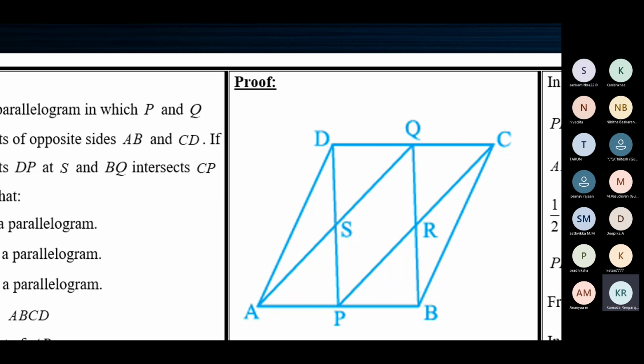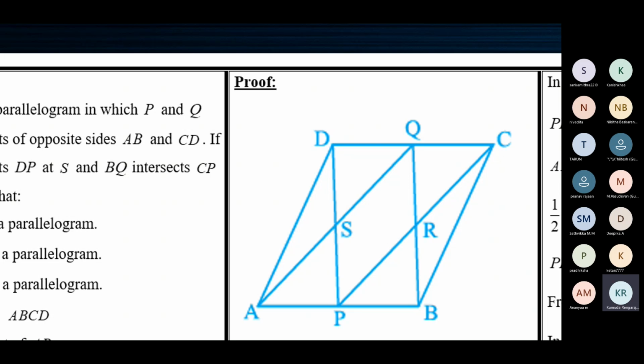So as Sangamitra said, AB is equal to CD. Half AB is equal to half CD. And for half of AB, we choose to write PB, and for half of CD, DQ. So we get this result, PB is equal to DQ. Thank you, Nivedita and Sangamitra.